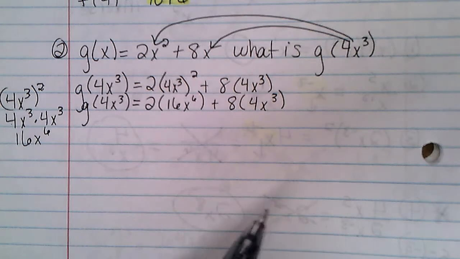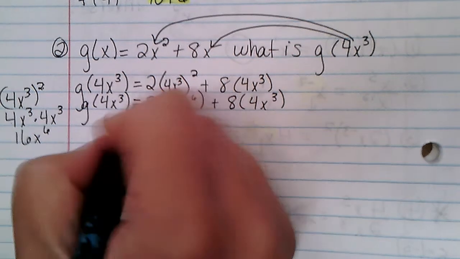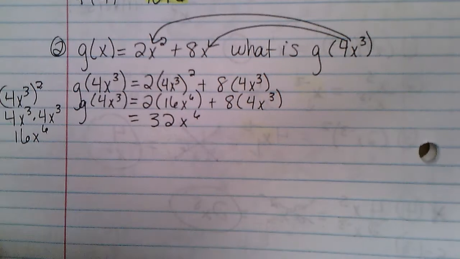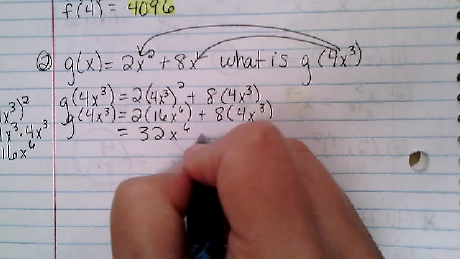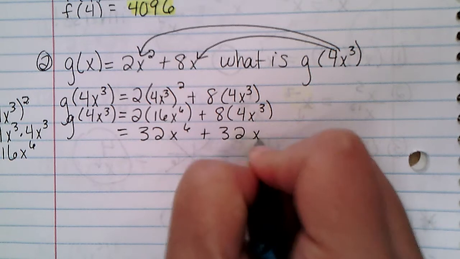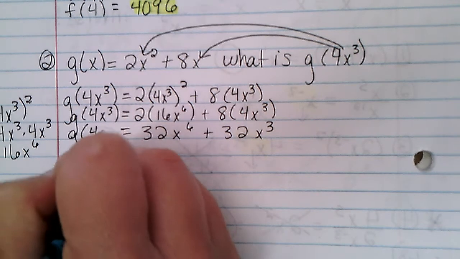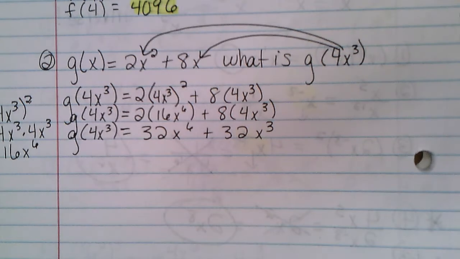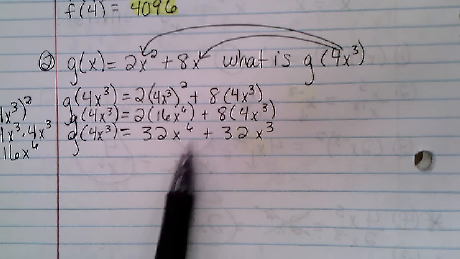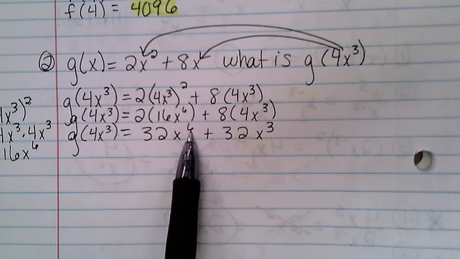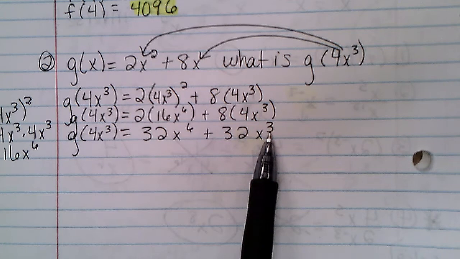Now I've got just multiplication. So 2 times 16 is 32, x to the 6th power. 8 times 4 is 32, x to the 3rd power. And again, the left-hand side I can't do anything with, so I just keep bringing it down. These are not like terms, so they cannot be combined any farther because this one is an x to the 6th and this one is an x to the 3rd.